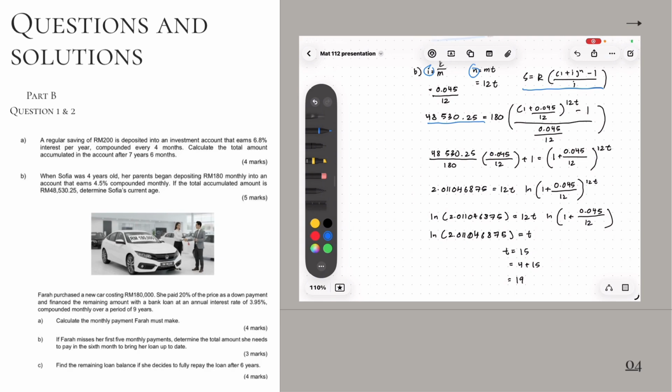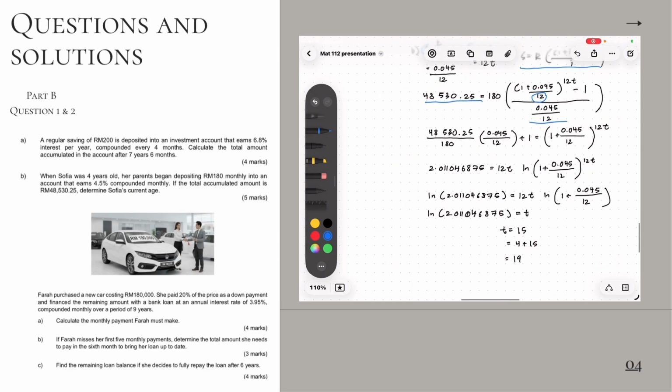So 48,530.35 equals 180 times 1 plus 0.045 over 12, because it is compounded monthly, to the power of 12t, minus 1, over 0.045 over 12. Settle the first section first, which is this one, and you will get 2.01104 and so on, equals 1 plus 0.045 over 12 to the power of 12t.